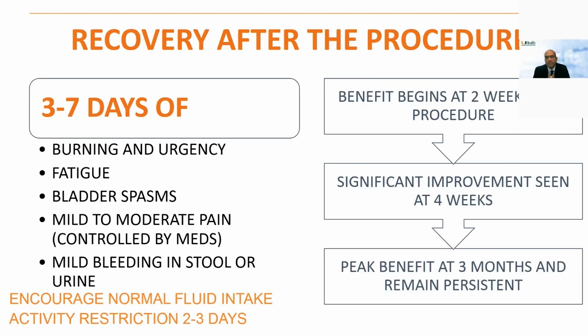So once the procedure is done, it's an outpatient procedure that takes one to 2 hours, with radial access. The patient takes 2 hours to recover in the recovery area, and they go home. What happens after the procedure? So 3 to 7 days of burning, urgency, bladder spasms, mild to moderate pain, usually controlled by ibuprofen, or sometimes we use Tylenol with codeine, mild blood in stool or urine, and constipation.